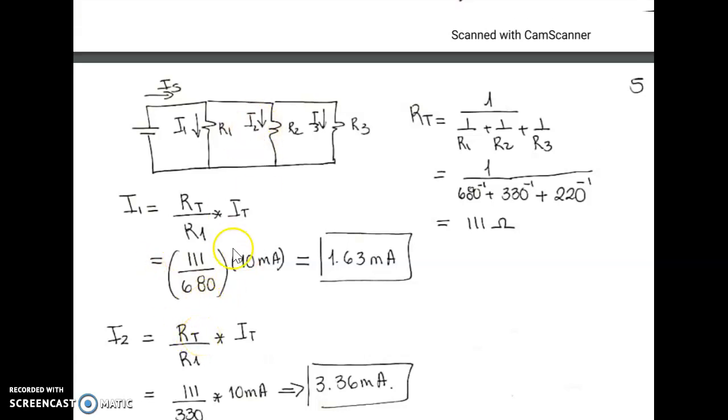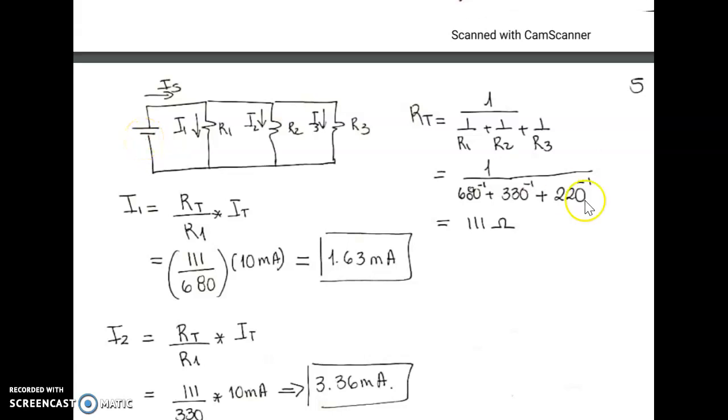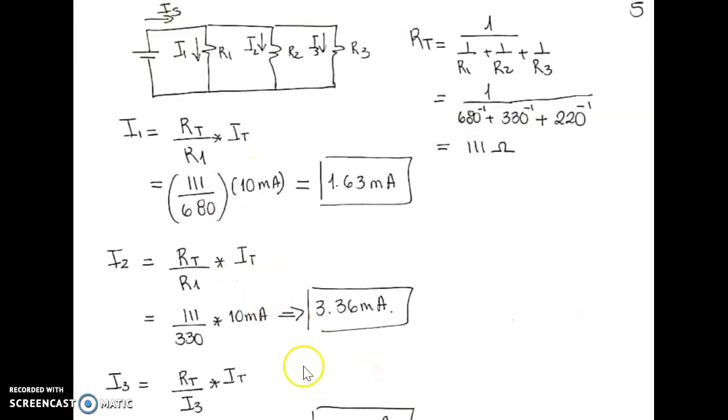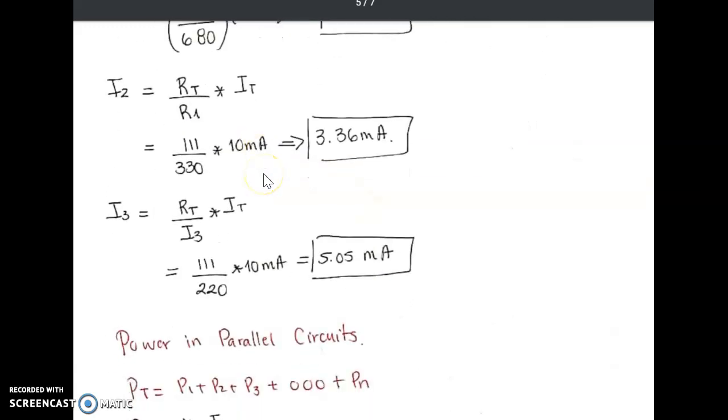Note that you don't need to use Ohm's law here. You could use Ohm's law, but you would need to find the voltage. You can find the total voltage, which is not given to you, because you have the total resistance and the total current. You can multiply them across to find it, and then use Ohm's law to find the currents. But why do that when we can use the current divider?